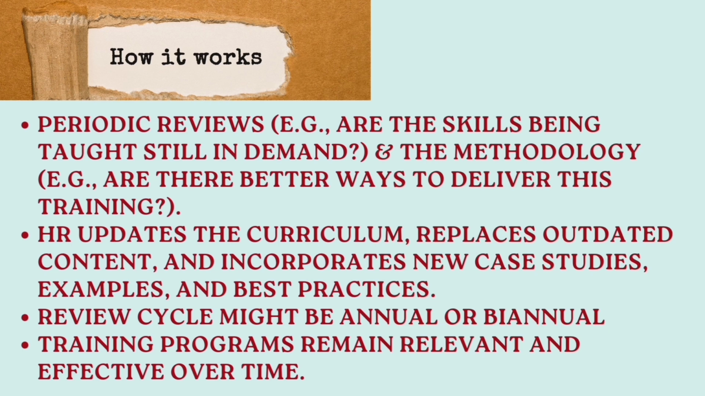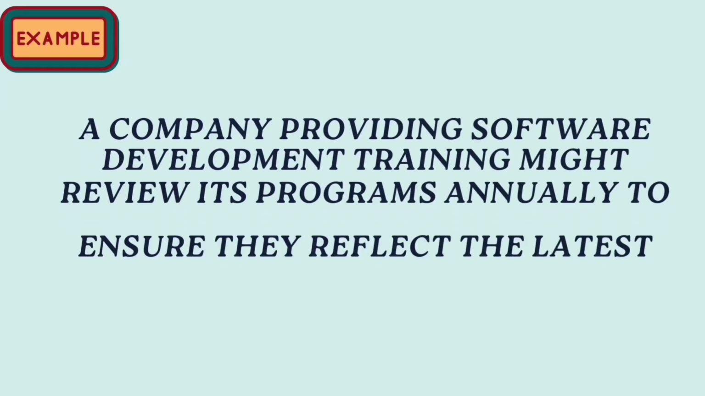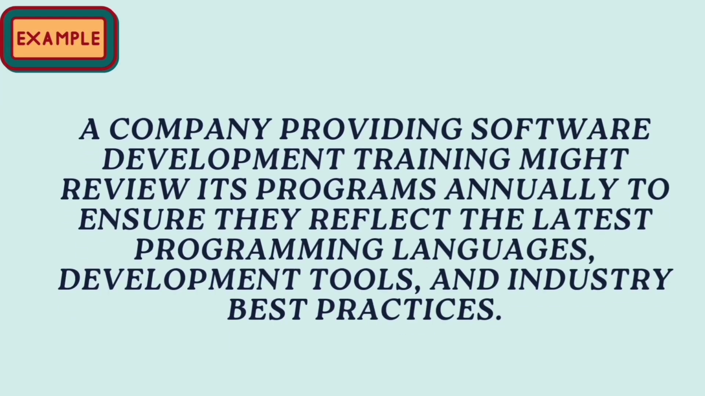The review cycle might be annual or biannual depending on the organization's needs, but it ensures that the training programs remain relevant and effective over time. So yes, this could be annual, biannual, but we need to review that they remain relevant and effective. Let's have a quick example. A company providing software development training might review its programs annually to ensure they reflect the latest programming languages, development tools, and industry best practices.